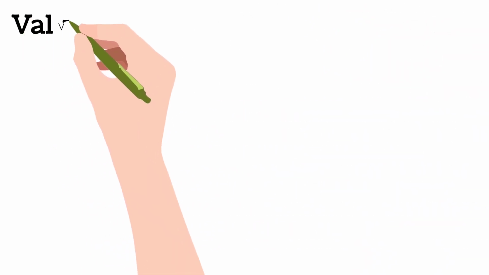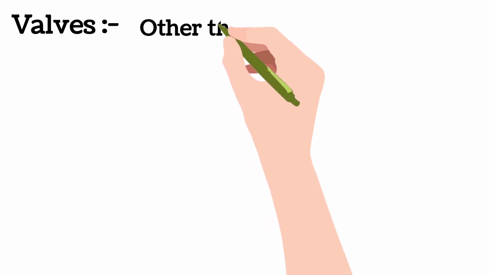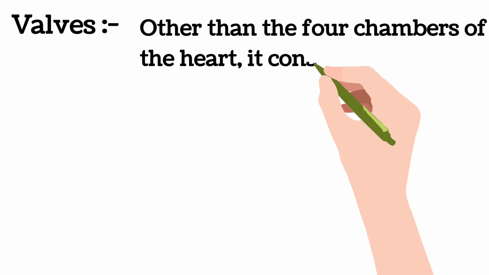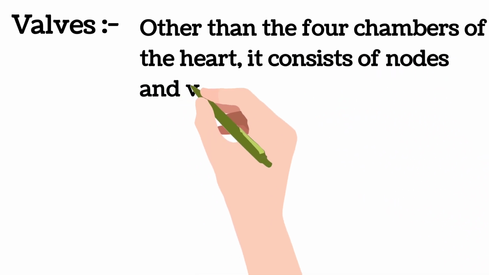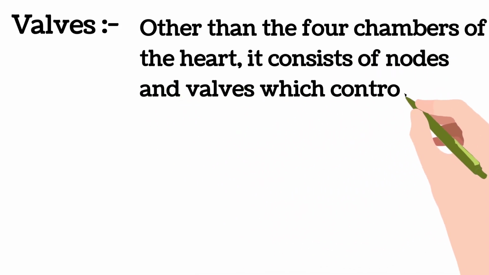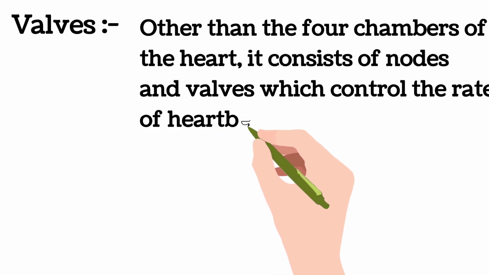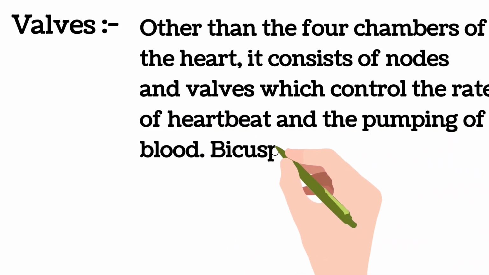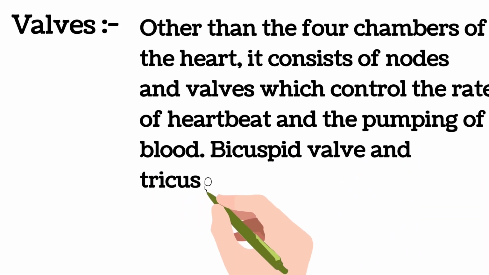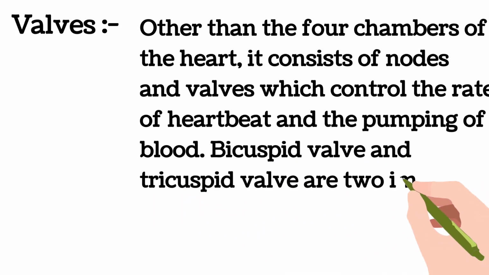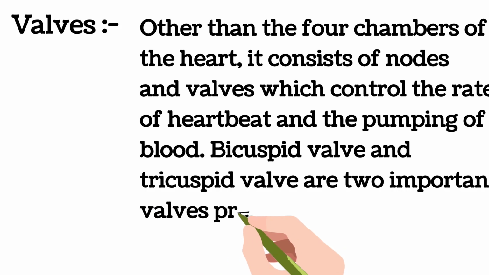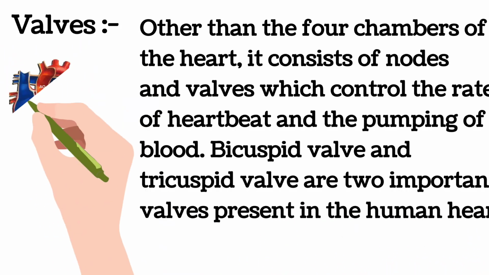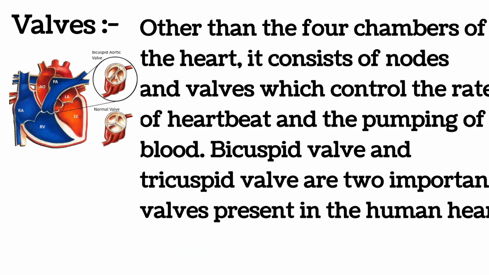Students, apart from the four chambers, the heart consists of nodes and valves which control the rate of heartbeat and pumping of blood. So it is the nodes and the valves which control the rate of heartbeat and pumping of blood. The bicuspid valve and the tricuspid valve are two important valves present in the human heart.